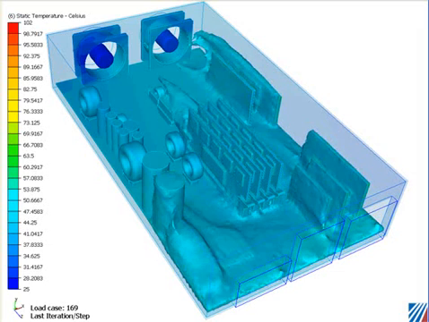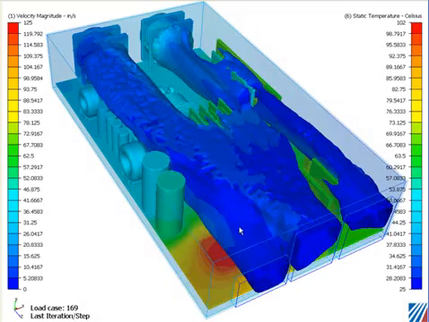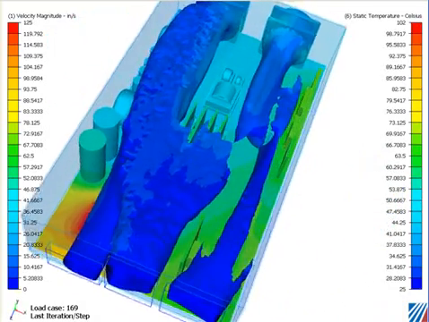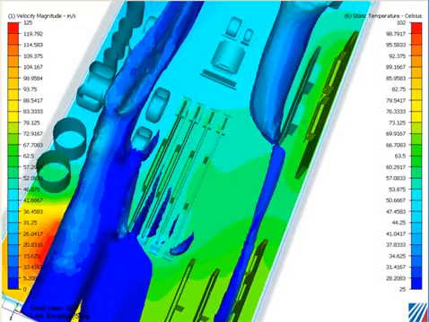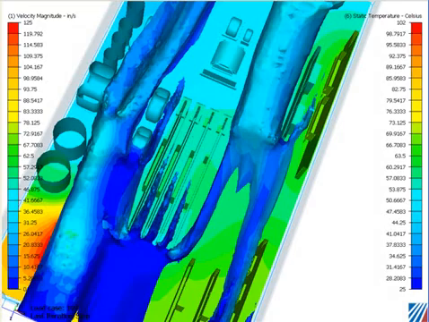ISO surfaces within CF Design allow you to easily locate and visualize local hot and cold spots within the chassis, along with areas starved for flow, all of which can be used to make informed design modifications required to improve performance.